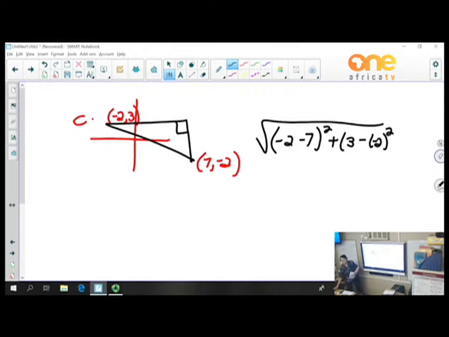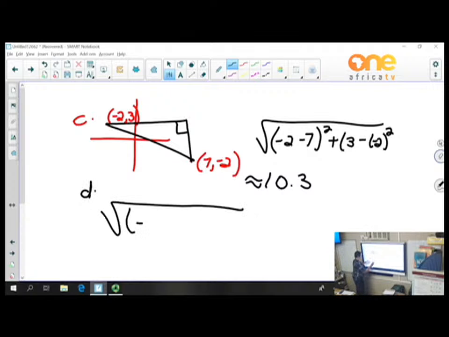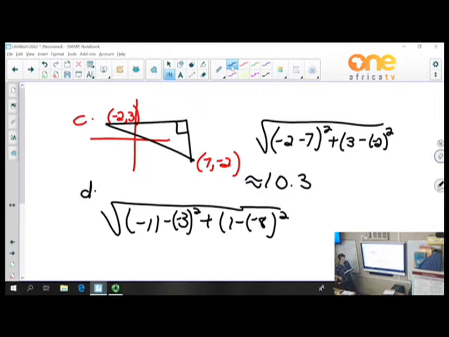Okay, what is the answer? 10.3, do you agree? Do you get that? And I would like you to do the last one there. So that one is going to be -11 minus plus, and then the second one is 1 minus -8 squared. What do we get? Again, please try so that we can see if you get the same answer here.